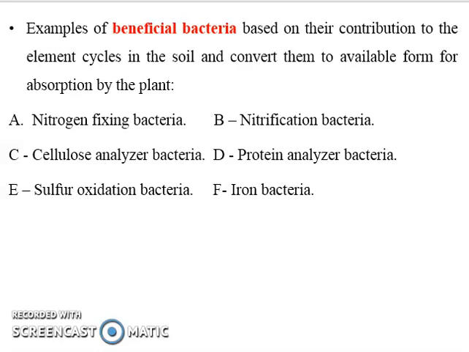For example, beneficial bacteria include nitrogen-fixing bacteria, which convert nitrogen gas to a source that can be absorbed by plants, like nitrate or ammonia. This is nitrogen fixation. There are also nitrification bacteria; I will explain these two types. Other beneficial bacteria are cellulose-decomposing bacteria, protein-decomposing bacteria, sulfur-oxidizing bacteria, and iron bacteria.